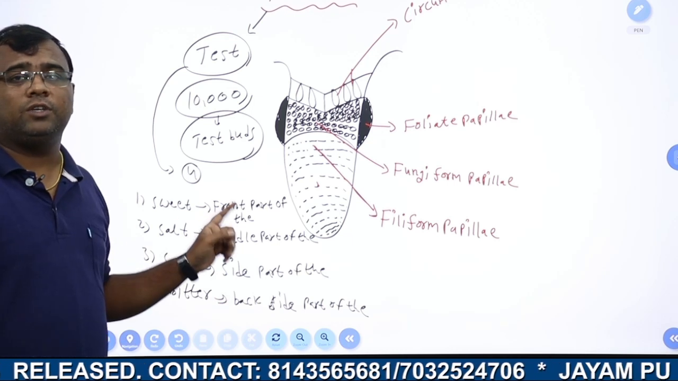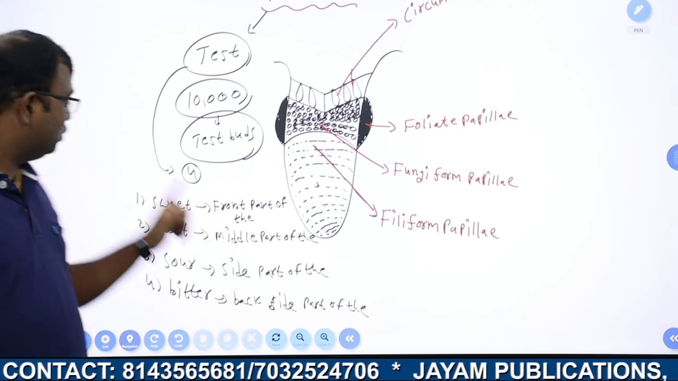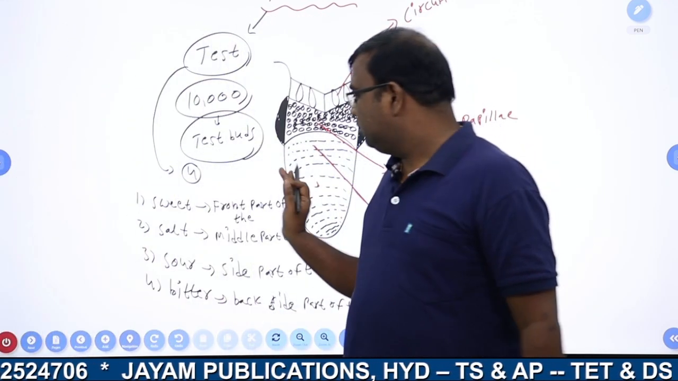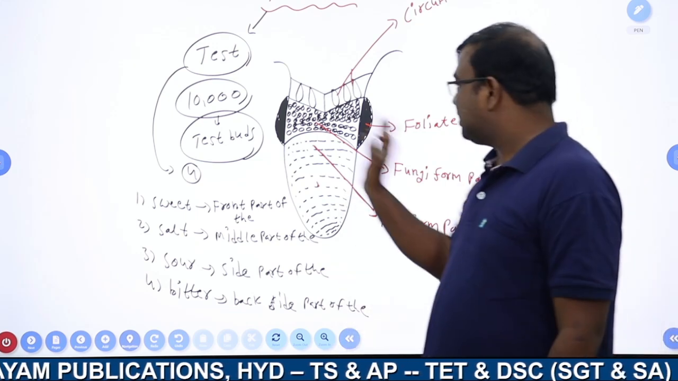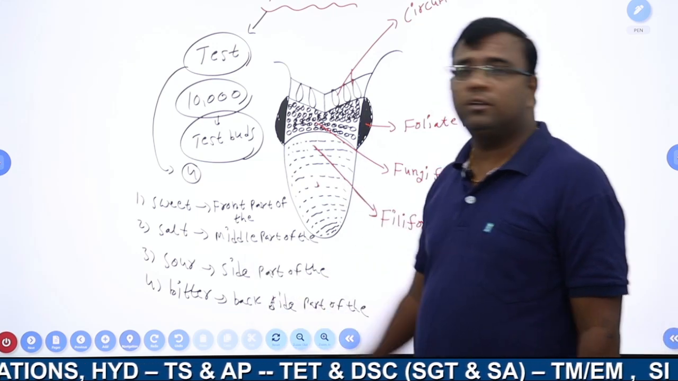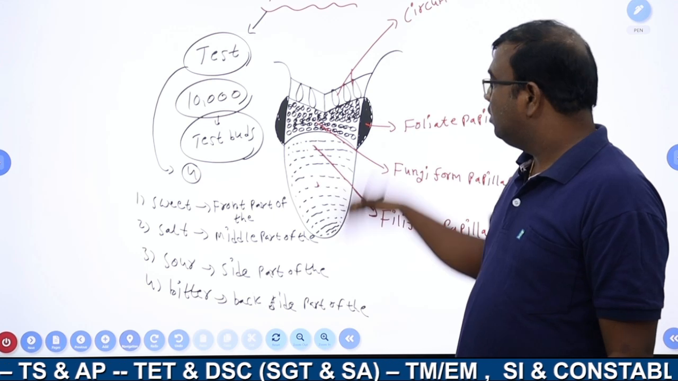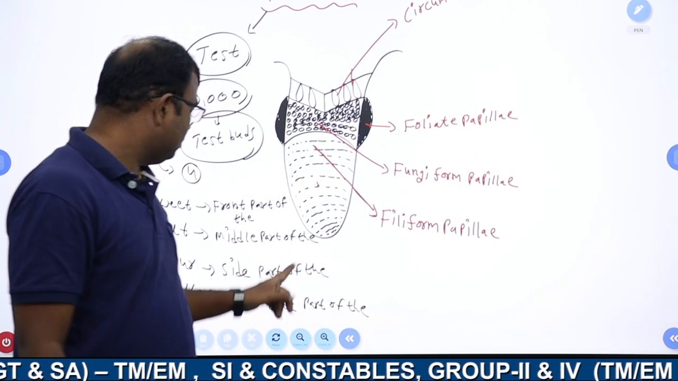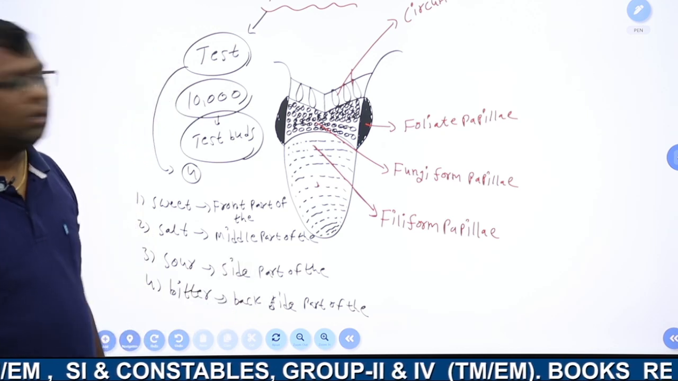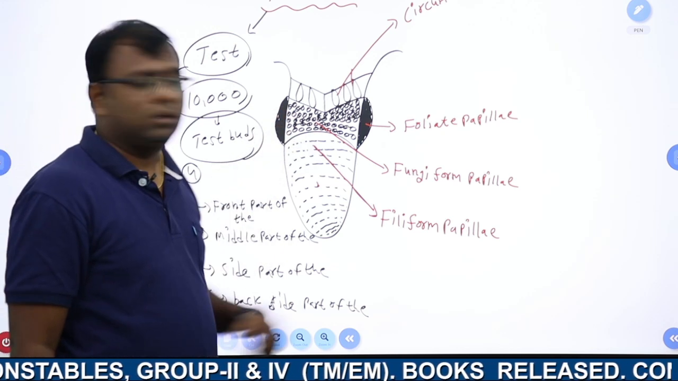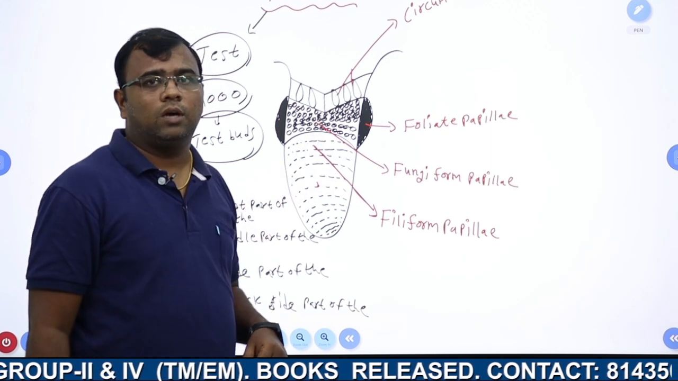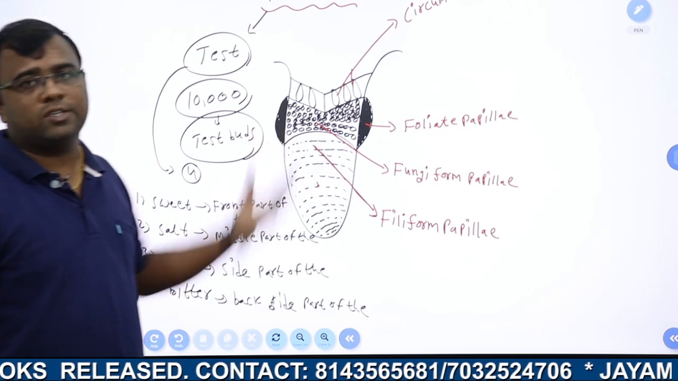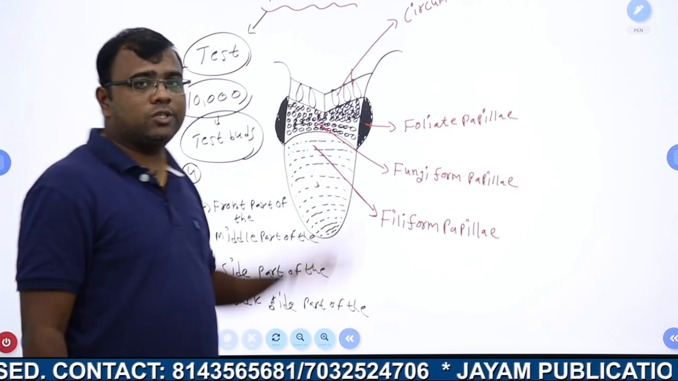The front part of the tongue identifies sweet. The middle part of the tongue identifies salt. The side part of the tongue identifies sour. Next, the backside part of the tongue identifies bitter also. This is the structure of the tongue, and the tongue parts identify taste also. Okay, look at this picture.